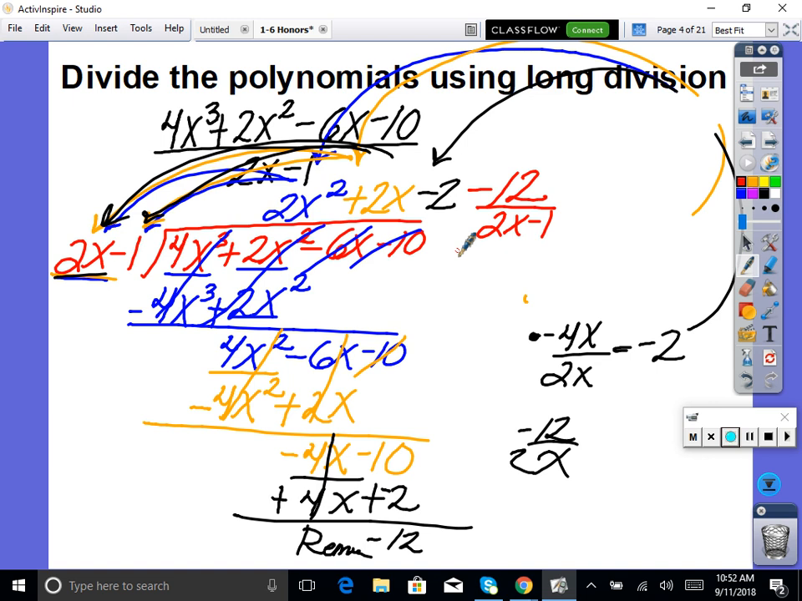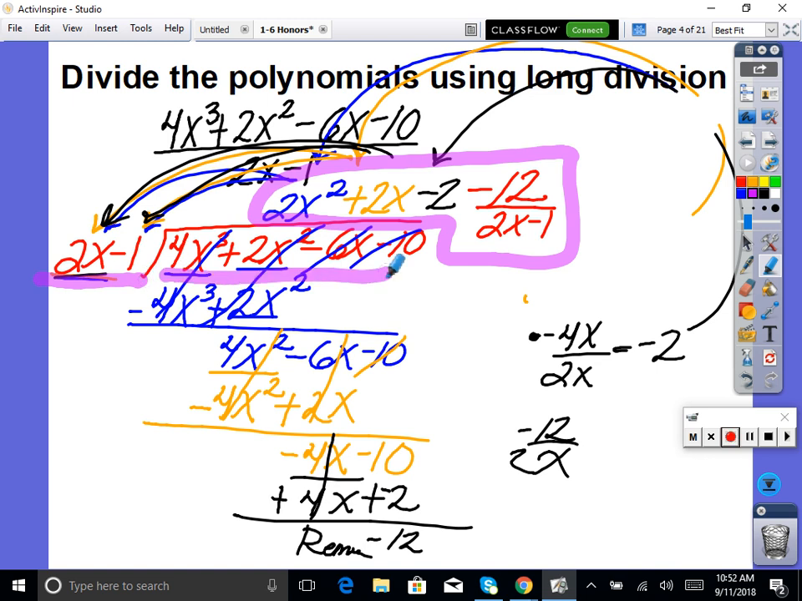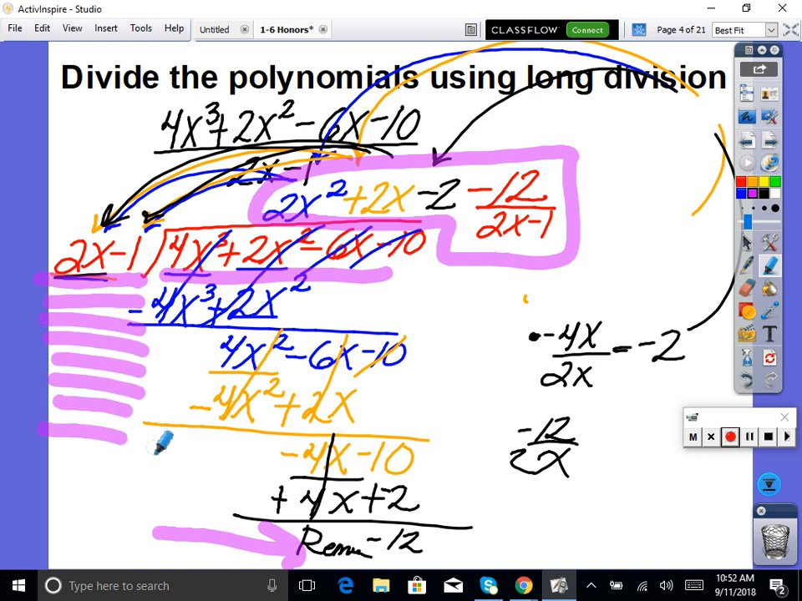So there's your answer. So now guess what? If I asked you, is 2x minus 1 a factor of this, you would say, no, because the remainder is not 0, right, everybody? If it divides evenly, then it's a factor, so we know that 1/2 is definitely not a solution. That's how we use it in the future. Yes?